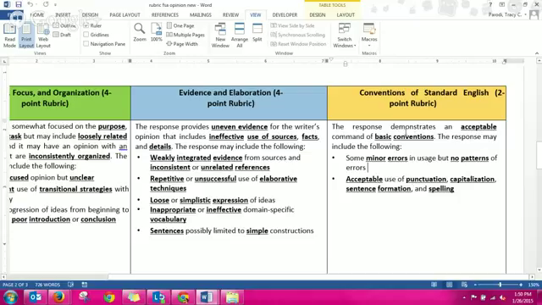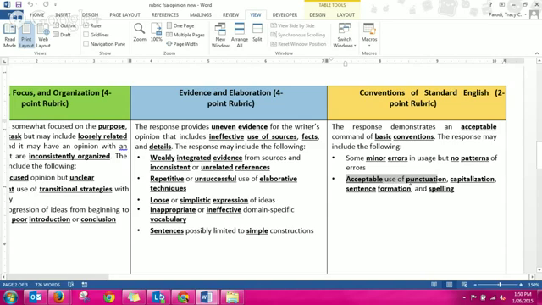So if you want to get a 2 on conventions, it says, the response demonstrates an acceptable command of basic conventions. The response may include the following: some minor errors, so you're allowed to make mistakes. Some minor errors in usage, but no patterns of errors. So if you know you always make mistakes in some category, like when I write sentences, my sentences are run-on sentences and I never remember to put a period in the middle of them, start working on those errors now. As long as your errors aren't all the time and patterns over and over in the same essay, you will not get a 1 or a 0.